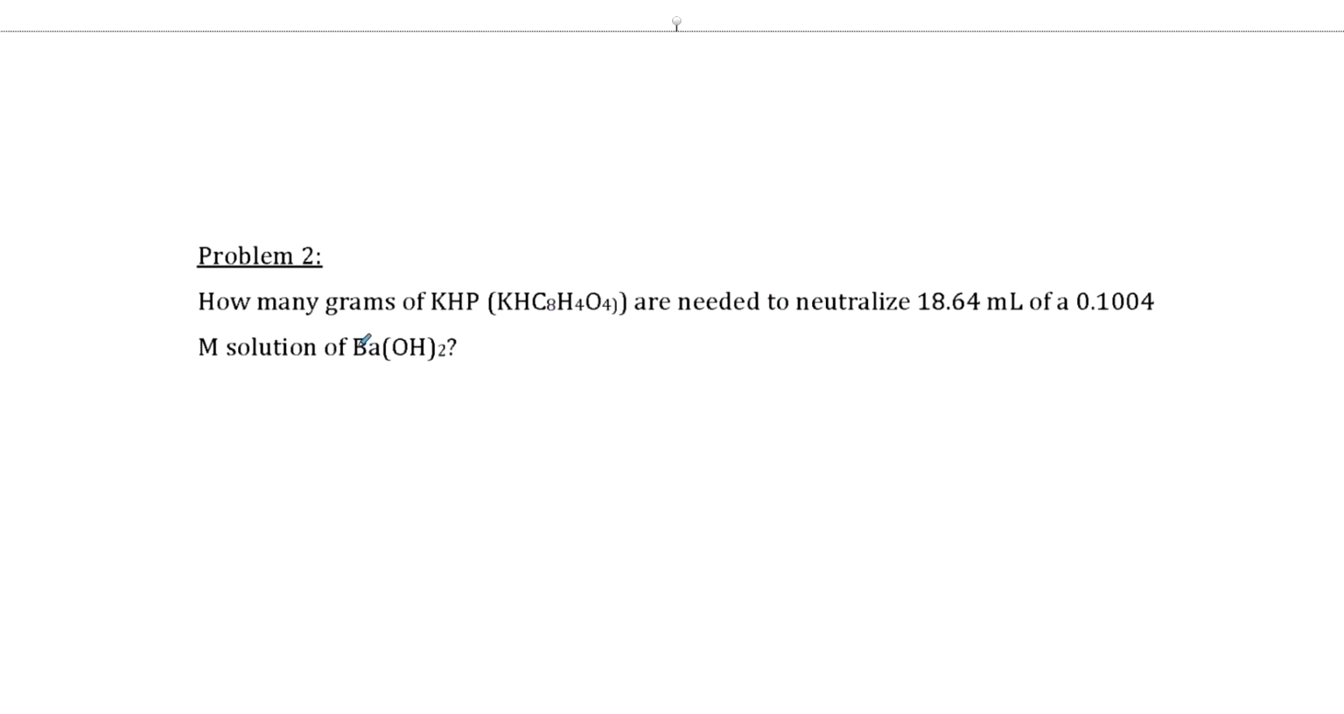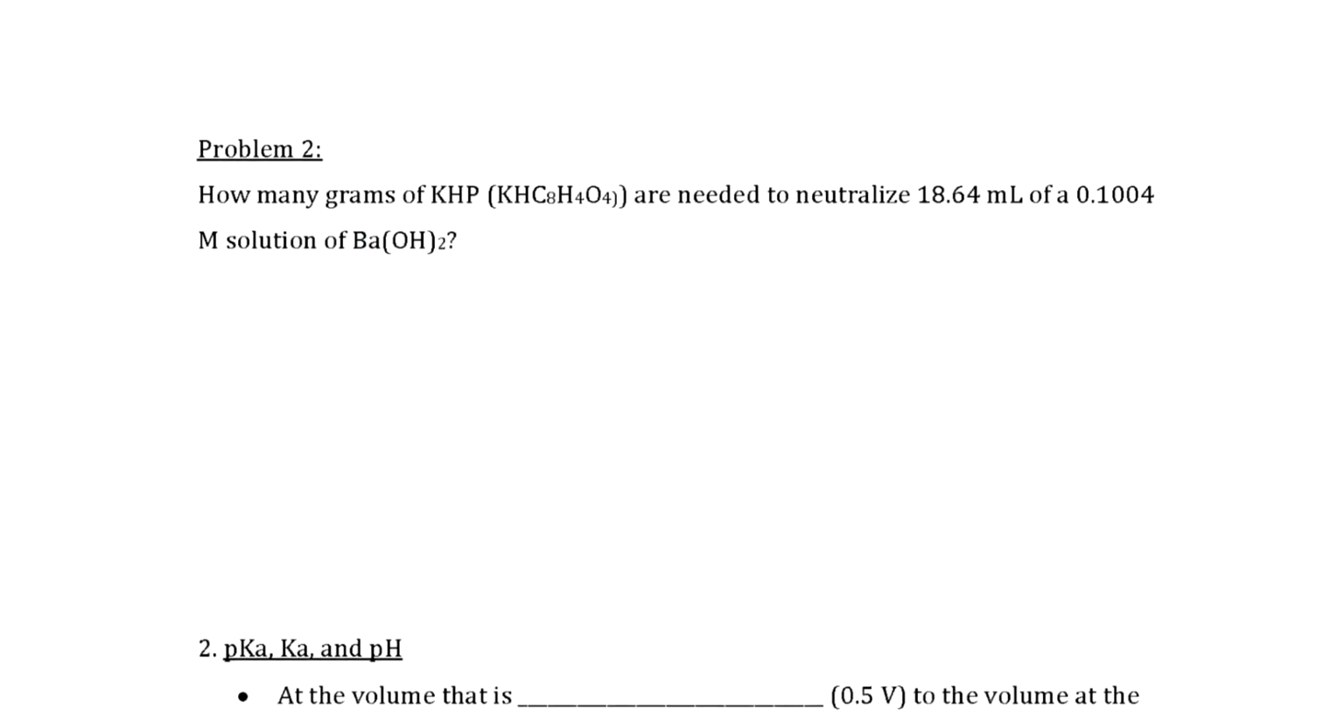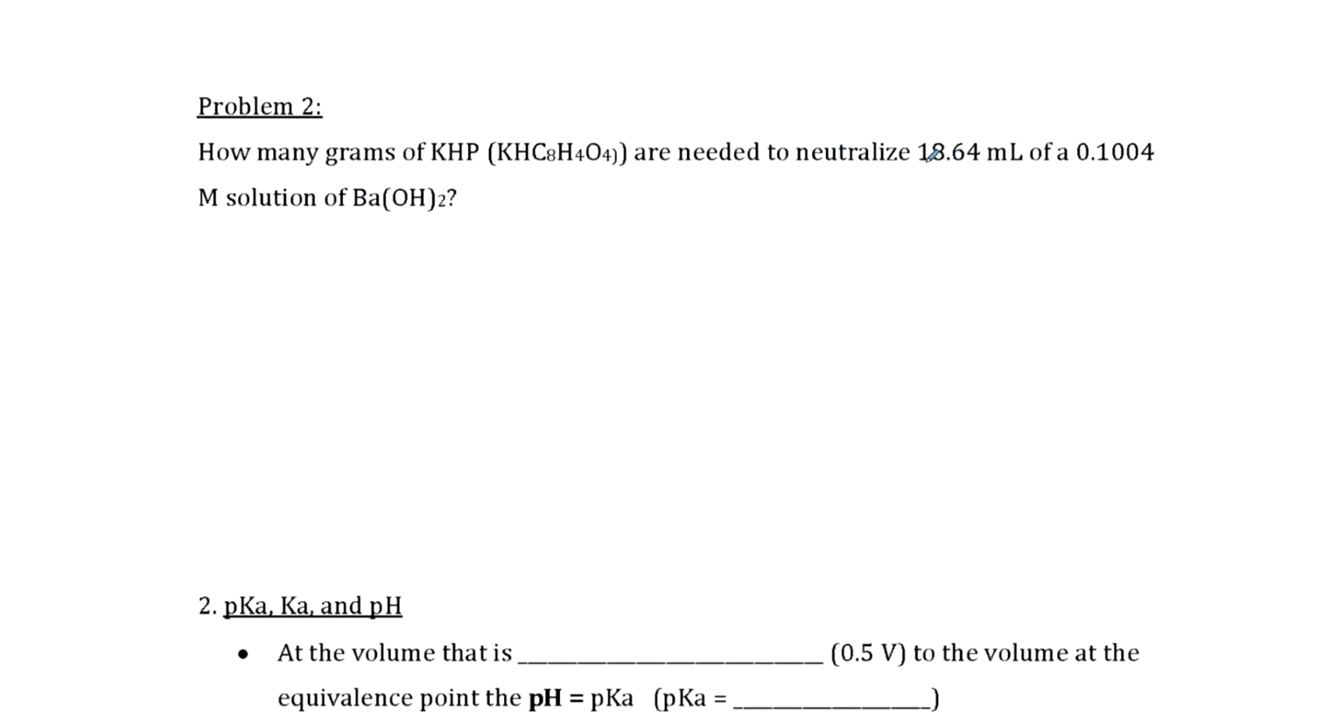All right, so problem 2, how many grams of KHP are needed to neutralize 18.64 milliliters of a 0.1004 molar solution of barium hydroxide? Okay, so we have a different base this time. Last time it was sodium hydroxide, this time it's barium hydroxide. So we need to write out the neutralization equation again because it's different.